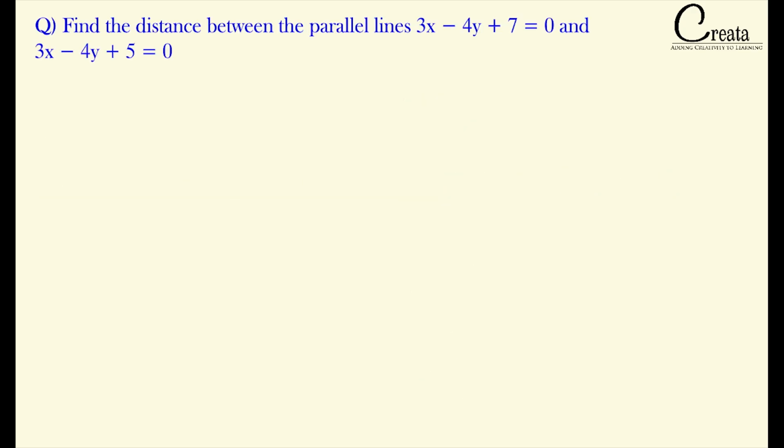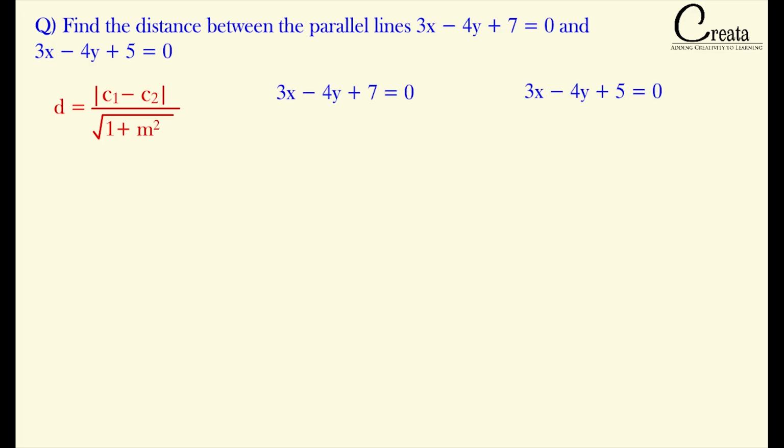Find the distance between the parallel lines 3x minus 4y plus 7 equal to 0 and 3x minus 4y plus 5 equal to 0. In this question, we have to find the distance between two parallel lines. And we know the formula of the distance between any two parallel lines is D is equal to mod of c1 minus c2 upon root of 1 plus m square. So basically we will need the slope of these parallel lines and we need the y-intercept of both of these lines.